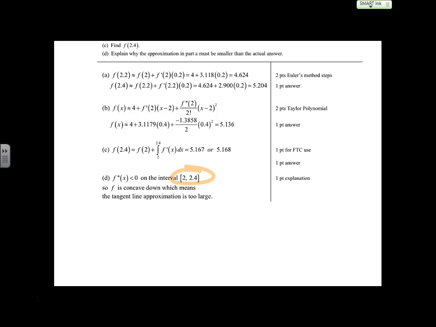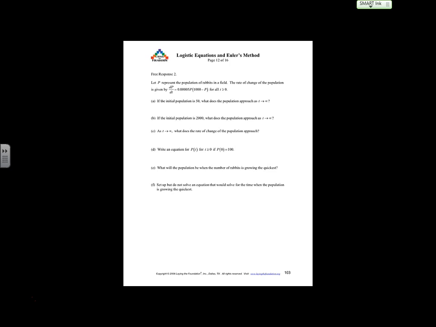And crazy enough, they didn't really even explain much. I would have said that F prime is decreasing on the interval, therefore F double prime is negative, which implies F is concave down, so we have an over approximation. Say over approximation, don't say too large. 5.168, 5.136, and 5.2. Yay, they're all right.